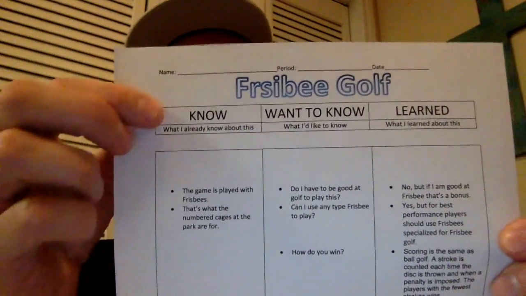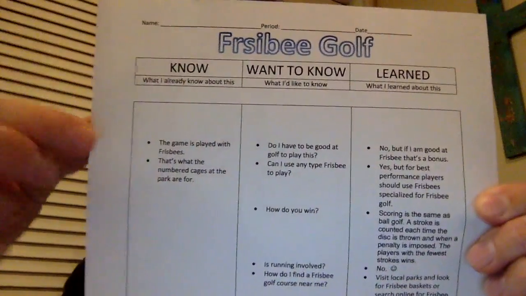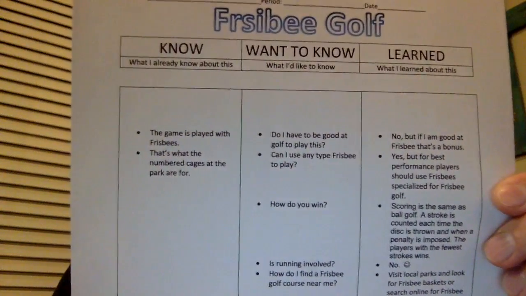You can see the columns Know, Want to Know, and Learned. And here are just some things that the students might write as they fill out their KWL chart. Or small groups can work together and collaborate using small dry erase whiteboards as you see here.